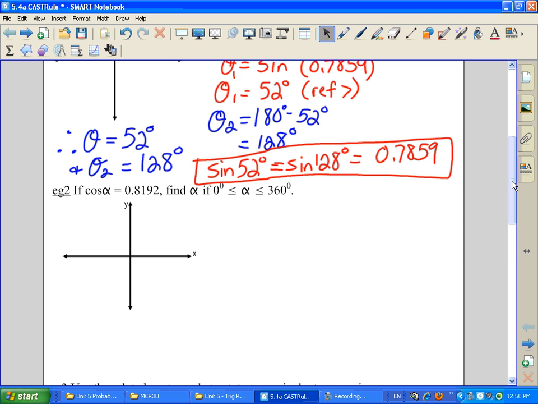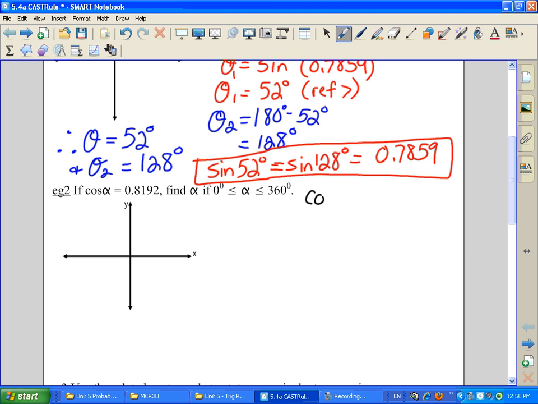All right, let's take a look at example 2 here, folks. Example 2, and again, we've changed it up. This angle is called alpha. It's one of the Greek letters. So if cos alpha equals 0.8192, find alpha if alpha is between 0 and 360 degrees. First thing we have to realize or take a look at is the value of this cos alpha, positive or negative? It's positive.